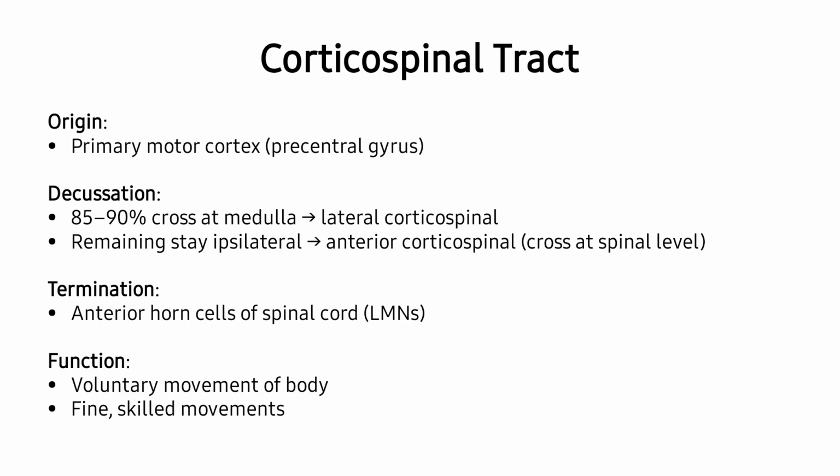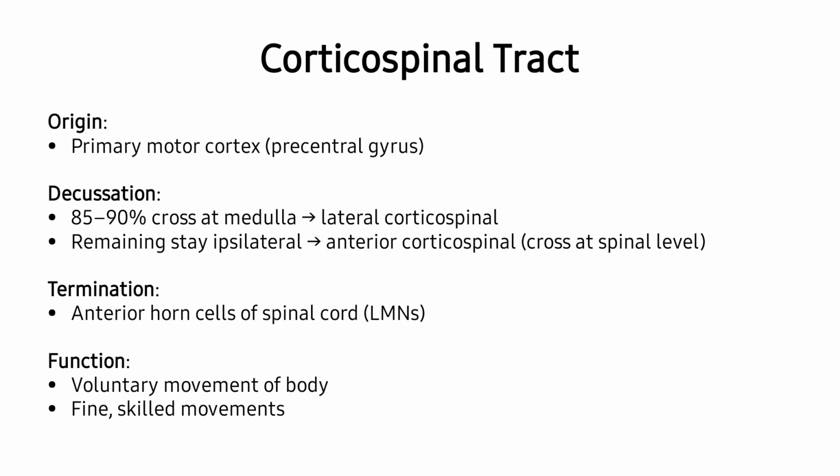So the origin for the corticospinal tract is the what? The primary motor cortex, which is found where? The precentral gyrus. Remember, the primary somatosensory cortex is found where? In the postcentral gyrus. Then the decussation now. The corticospinal tract has the anterior and the lateral. The lateral corticospinal tract is the one that crosses at the medulla, and it is about 85 to 90% that crosses at the medulla. So it decussates at the medulla, specifically the lateral corticospinal tract.